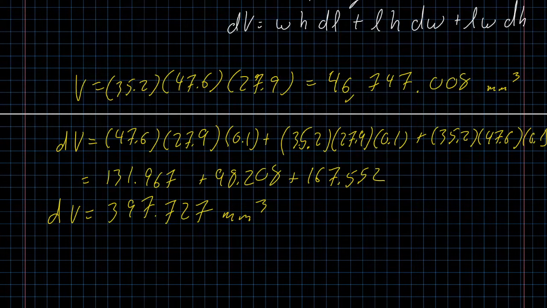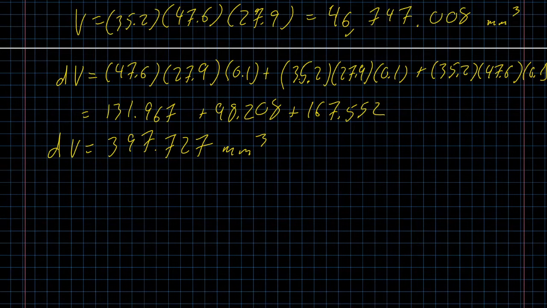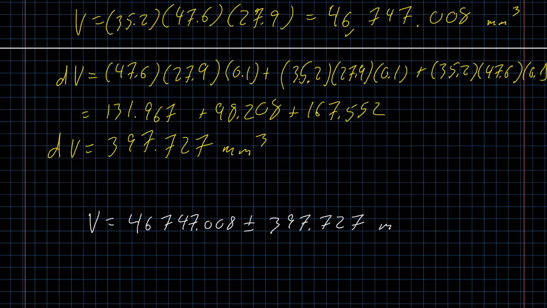397.727 cubic millimeters. Which means that if I want to report this volume with its tolerance, I'm saying that the volume of this thing is 46,747.008 plus or minus 397.727 cubic millimeters. And I think that that immediately illustrates why having all of these digits is kind of silly and not really valid.